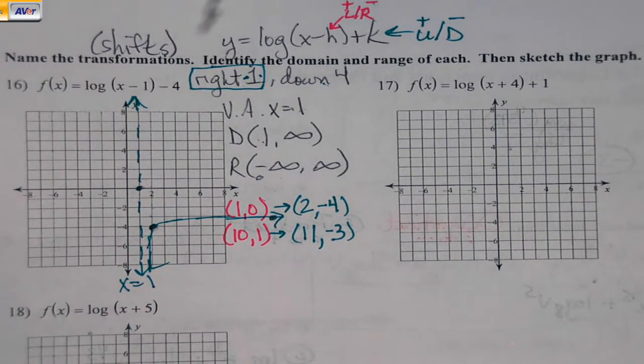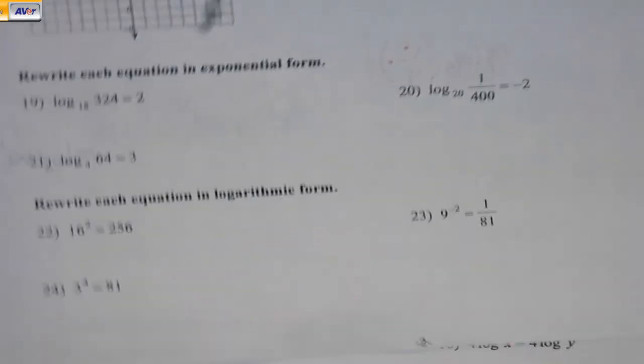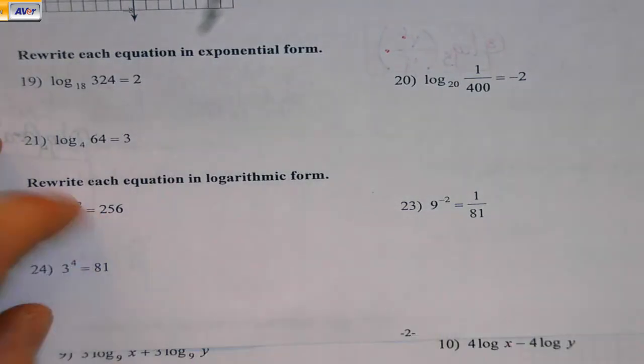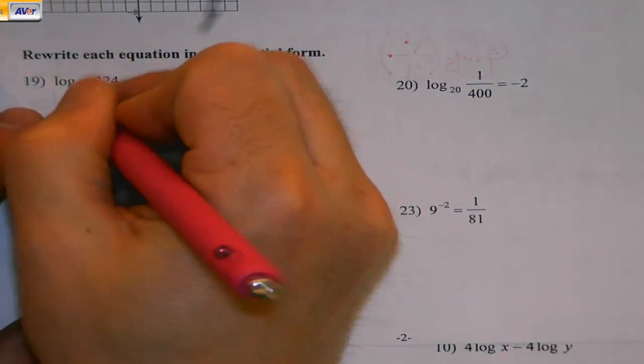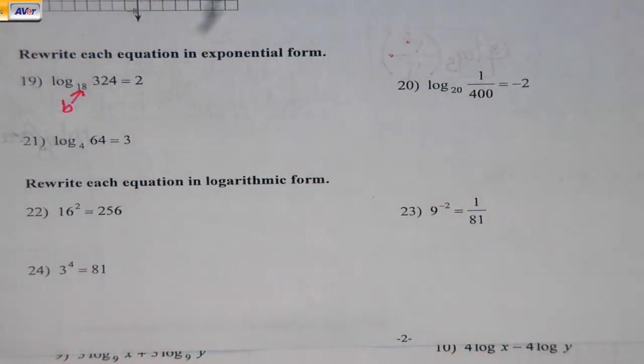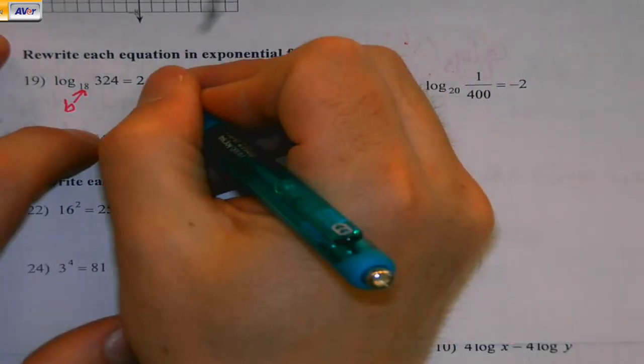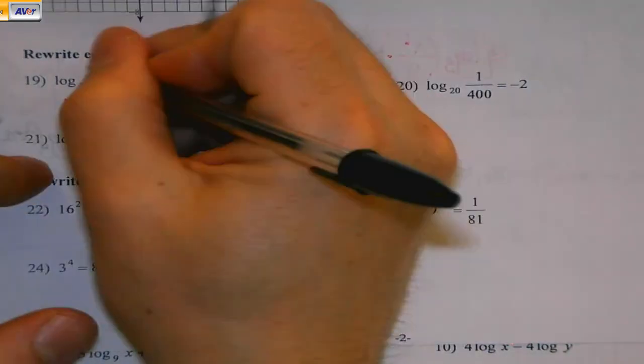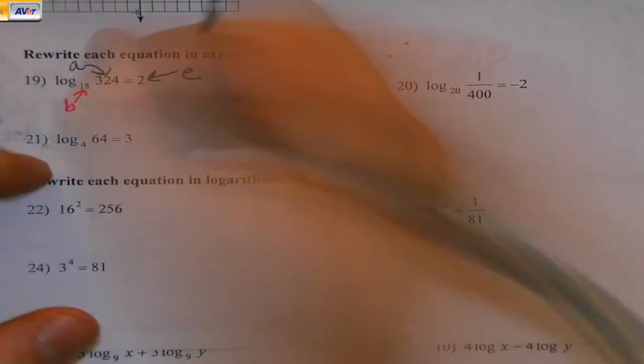So the last part of this review is going to be down here at the bottom. Okay, we're going to rewrite some things in exponential form and then in logarithmic. So here's what I've got to remember. And we've labeled these before too. I'm going to do it here as well. The little number down here is always my base. The value on the equal side is always going to be my exponent. And this is always going to be my answer.